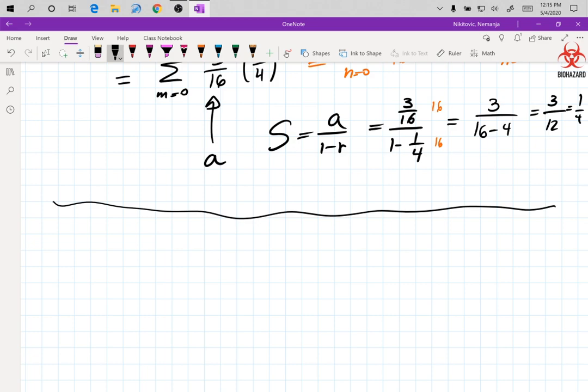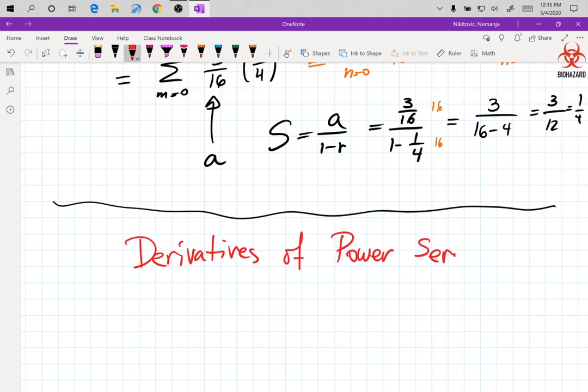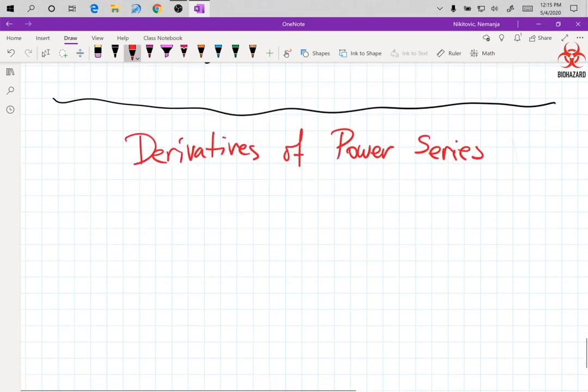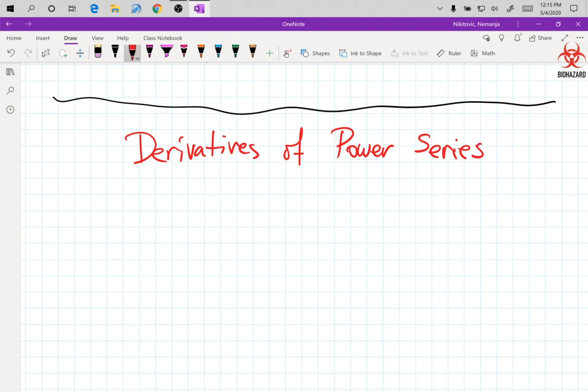So what are the derivatives? Because isn't this differential equations, right? We learned about functions in Calc 2. In differential equations, we want to learn about derivatives. All right, so derivatives of power series. And for a vast majority of you, this will be completely new ground.